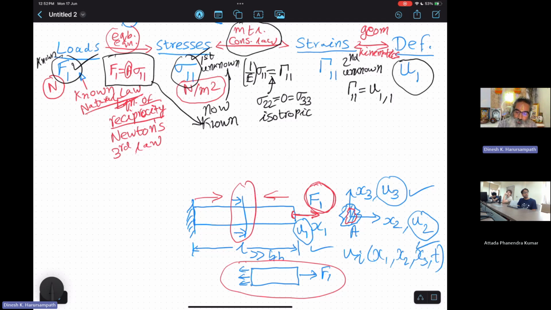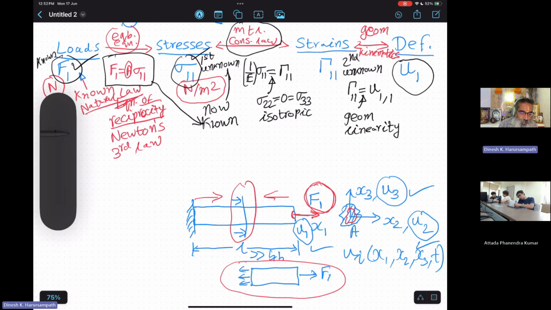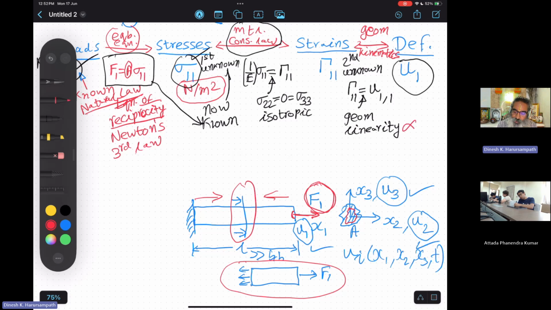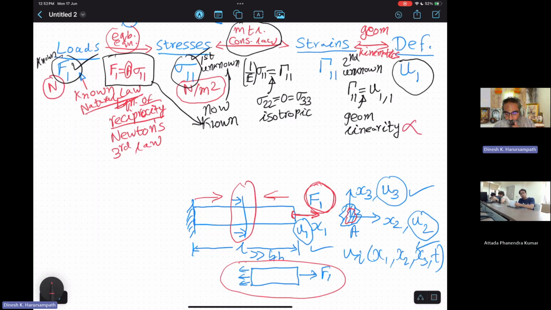So an assumption that is involved over here is geometric linearity, which actually is a wrong assumption to make. It's not the right assumption, but we want to keep things simple. So therefore, we are going with that. As Nafis said, now we know gamma 11, and we want to determine U1. So we have to integrate this.